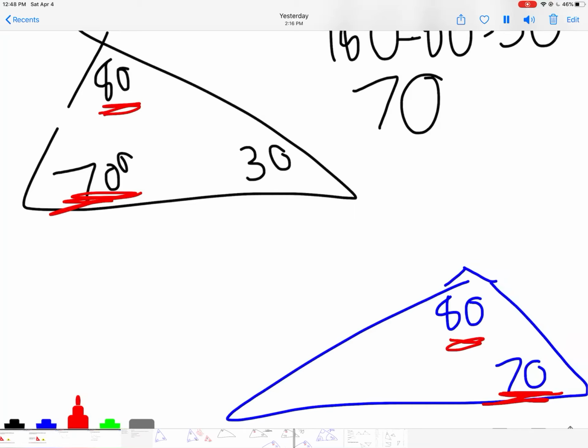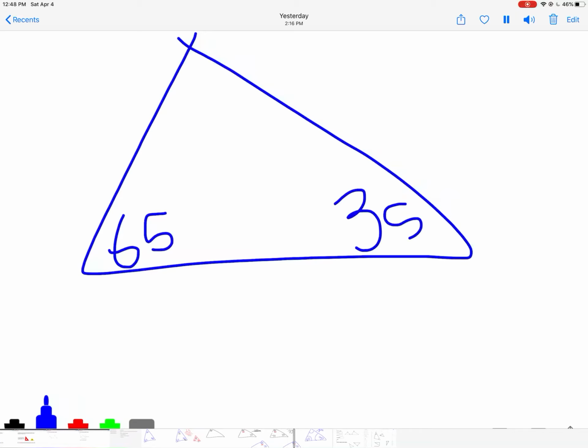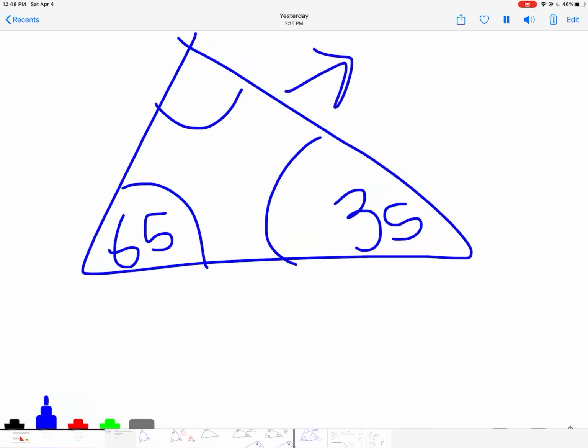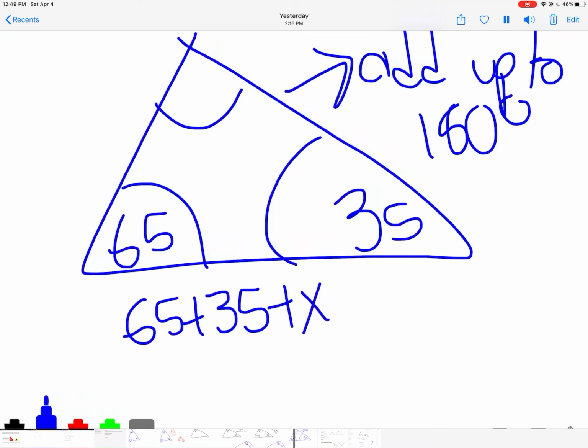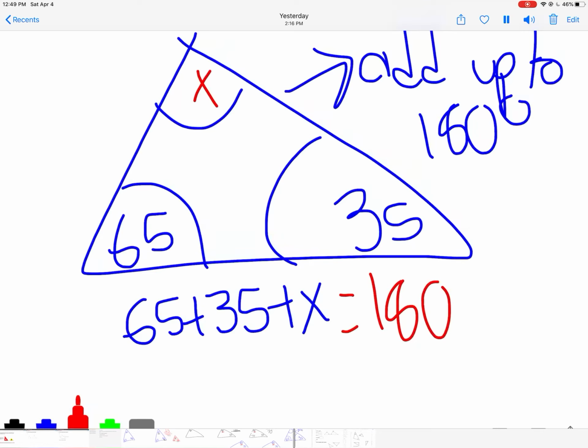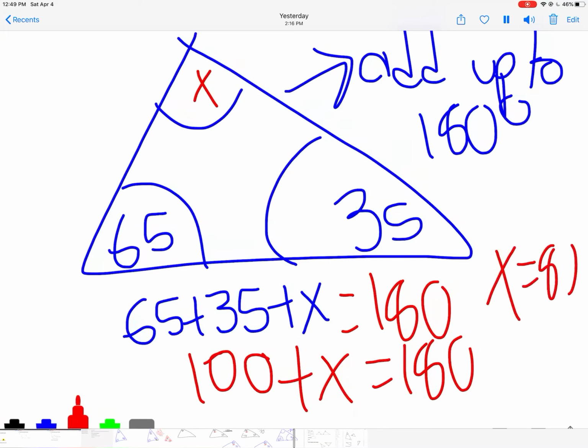I'll go through that one more time. If you look at a triangle and you know two of the angles, maybe 65, and I'll just make up 35, you know that this angle right here plus this one and this one, the interior angles of a triangle, all add up to 180. So 65 plus 35 plus some angle we don't know, I'll call it x, is equal to 180. So x is equal to 80 in this case.